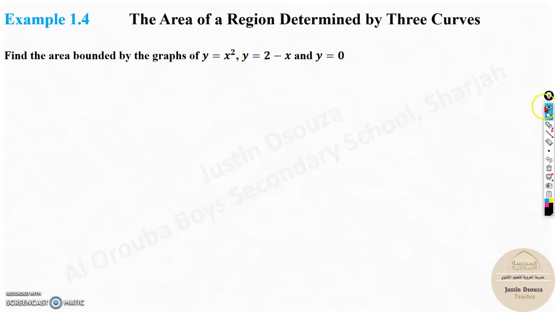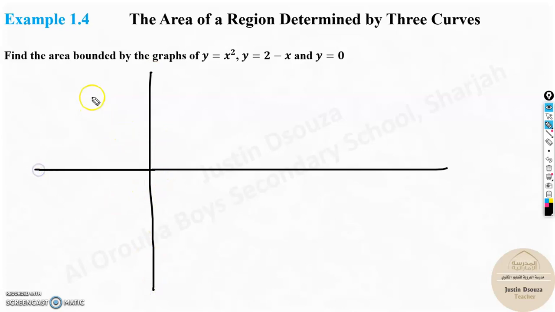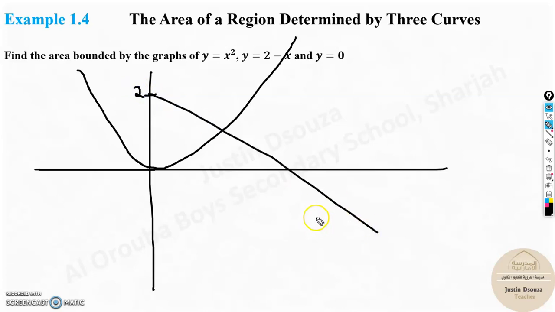If you graph them, now let's think a basic graph. Y is equal to 0 is a straight line. That's very easy. Y equals x squared. That means, imagine this is the x-axis. It's something like this, and it goes up like this. And 2 minus x, that means 1, 2. If this is the second line, then we will have a line something like this.